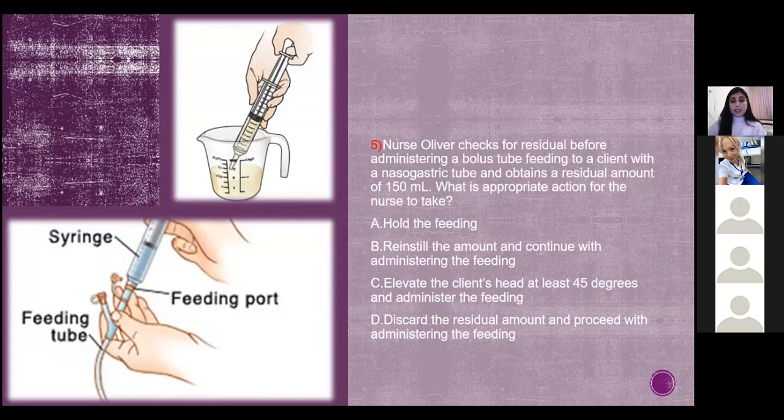B. Elevate the client's head at least 45 degrees and administer the feeding. C. Discard the residual amount and proceed with administering the feeding.